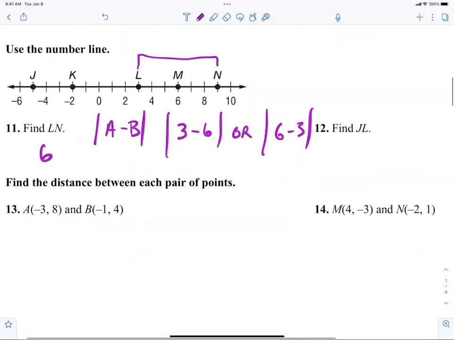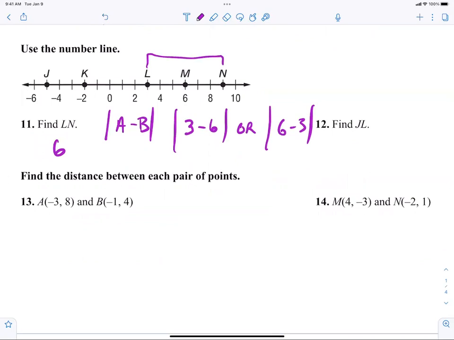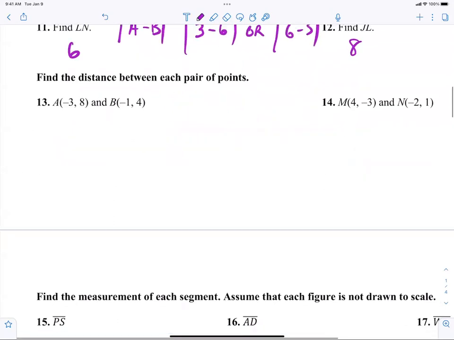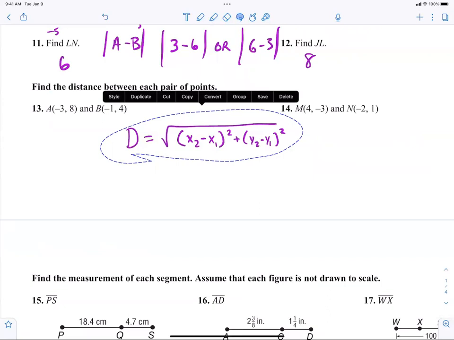So quickly, tell me what JL is. I think it's 8. Do we agree? Because this is -5, right? And this is 3. So from -5 to 3, 8. We're all good. Now from last year, who remembers how to find the distance between 2 points? It was a distance formula. Does anybody remember? That's close. Distance is equal to the square root of x2 minus x1 squared plus y2 minus y1 squared. Make sure you have that written down. That's a formula that we use continuously.